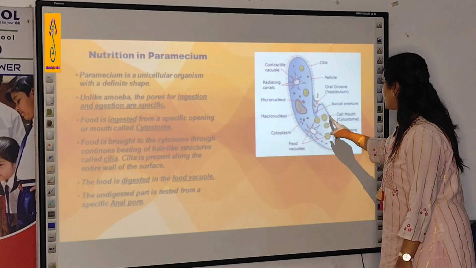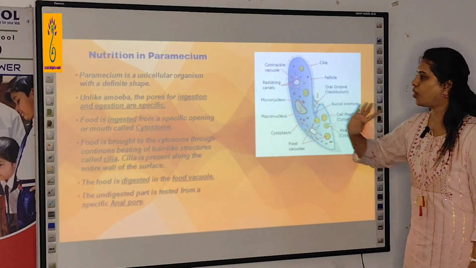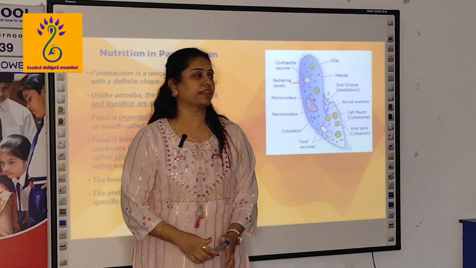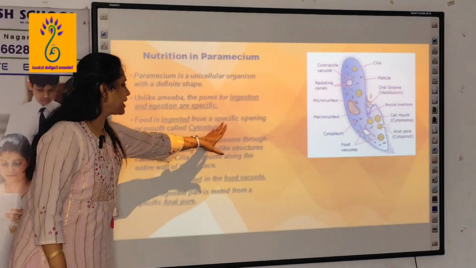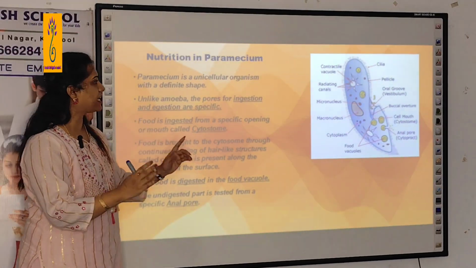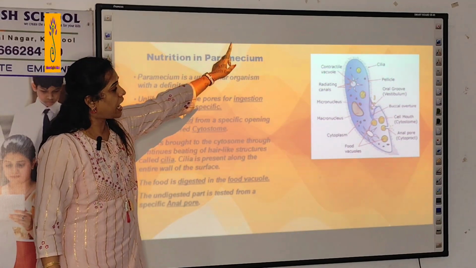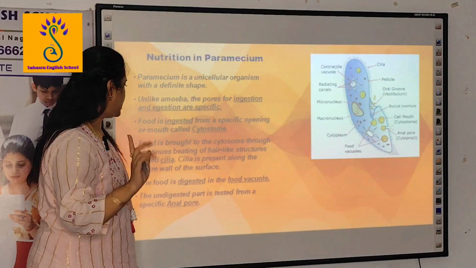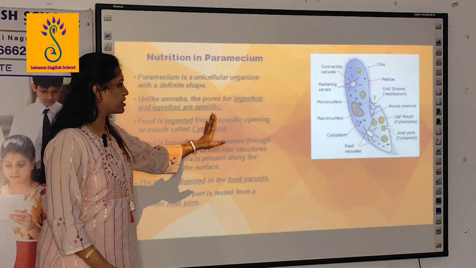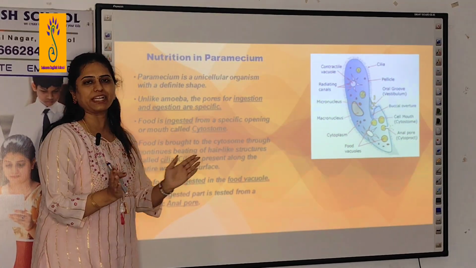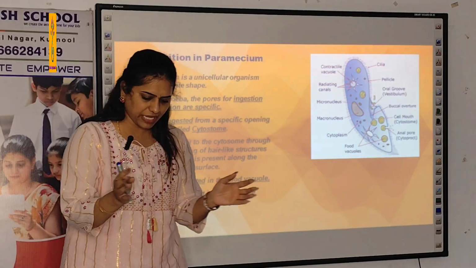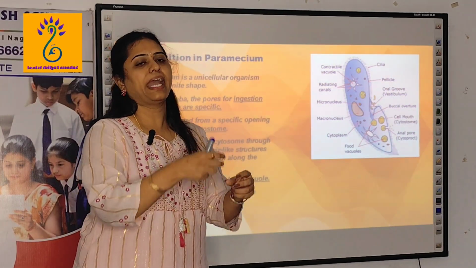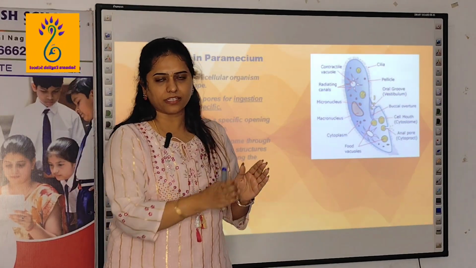And these are the food vacuoles. So what is happening in paramecium? Food is brought to the cytostome through the continuous beating of hair-like structures around the outer surface of paramecium. Those are called cilia. They continuously beat and bring the food to the mouth, that is the cytostome, and from there it enters, and the rest of the process continues.